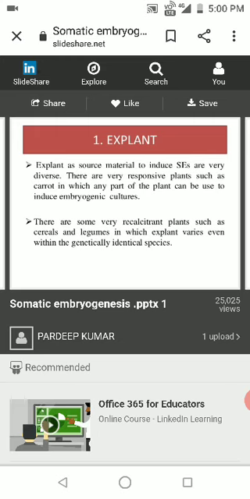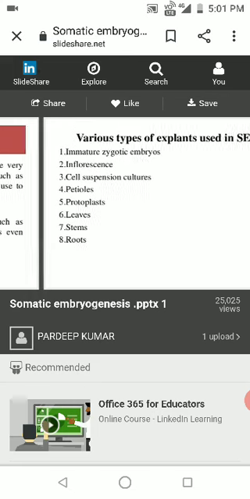Explants as a source material to induce somatic embryos are very diverse. There are very responsive plants such as carrot, in which any part of the plant can be used to induce somatic embryos. There are some very recalcitrant plants such as cereals and legumes, in which the explant varies even with the genetic identity of the species. So explant selection, meaning which type of plant part you use for somatic embryogenesis, is very important.